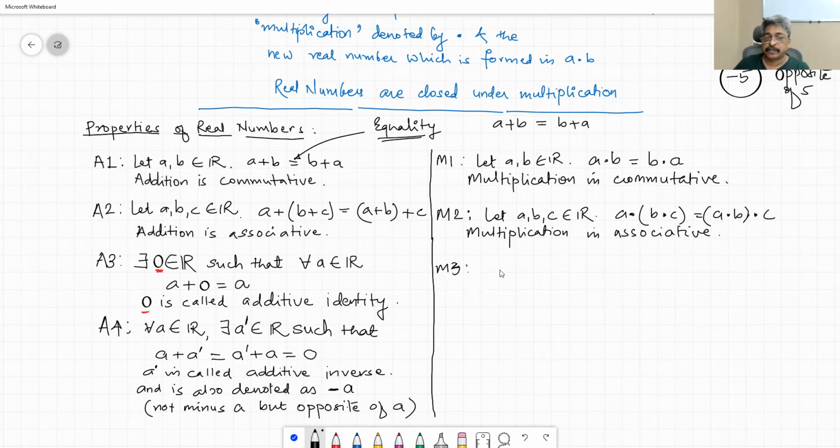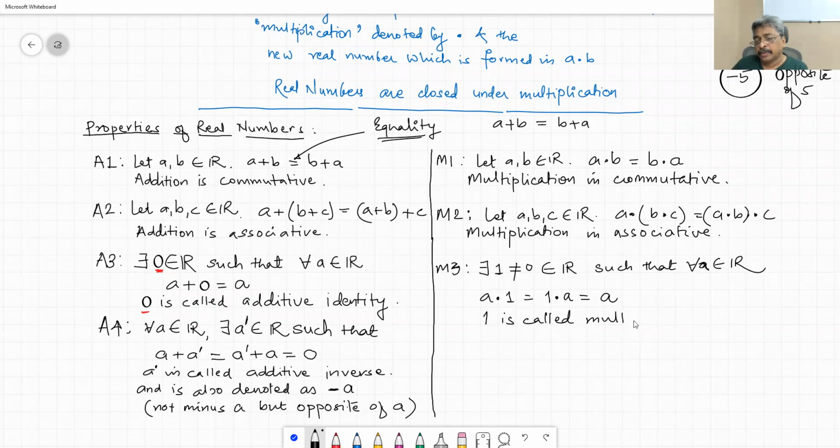M3. There exists 1 not equal to 0 belonging to R such that for every A belonging to R, A into 1 is equal to 1 into A is equal to A. 1 is called multiplicative identity.